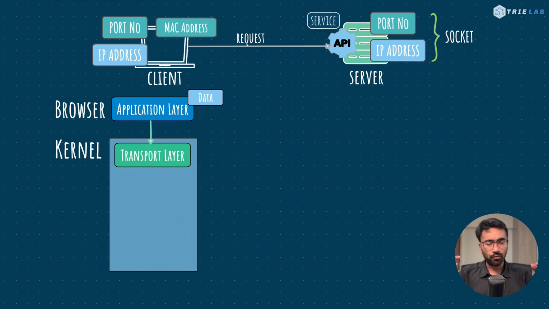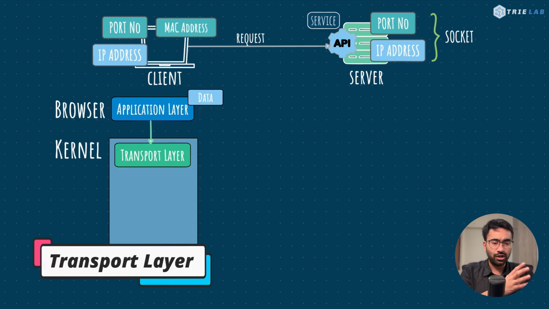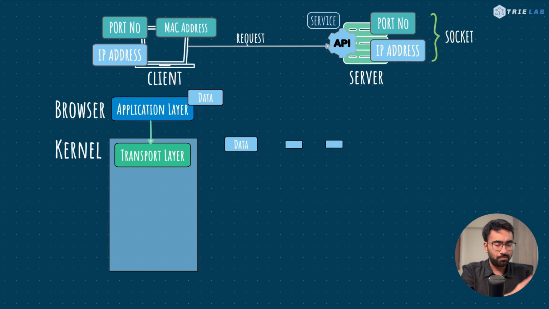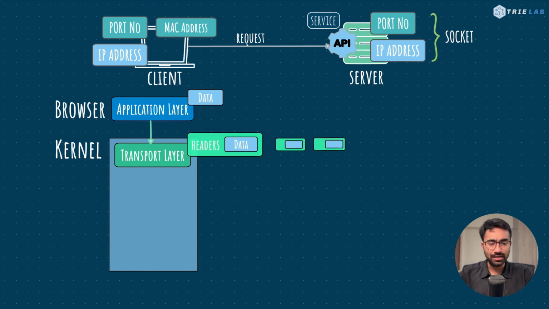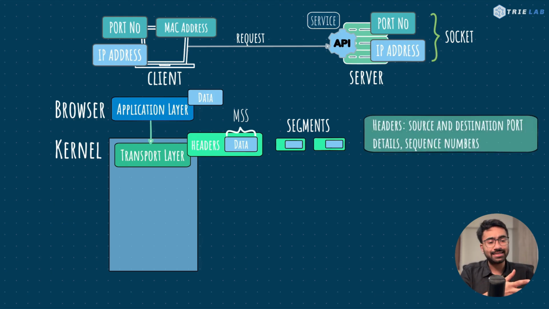Now the kernel is the core of the operating system, and the first layer that your application layer sends the data to is the transport layer. The transport layer will split the data into multiple parts, assign a bunch of headers, and form segments. The headers have the source and destination port details, or the port number of the process that you want to send this data to. The number of parts the data is split into in the transport layer depends on the maximum segment size, or the MSS, which keeps changing over time depending on the congestion in the network or the bandwidth.